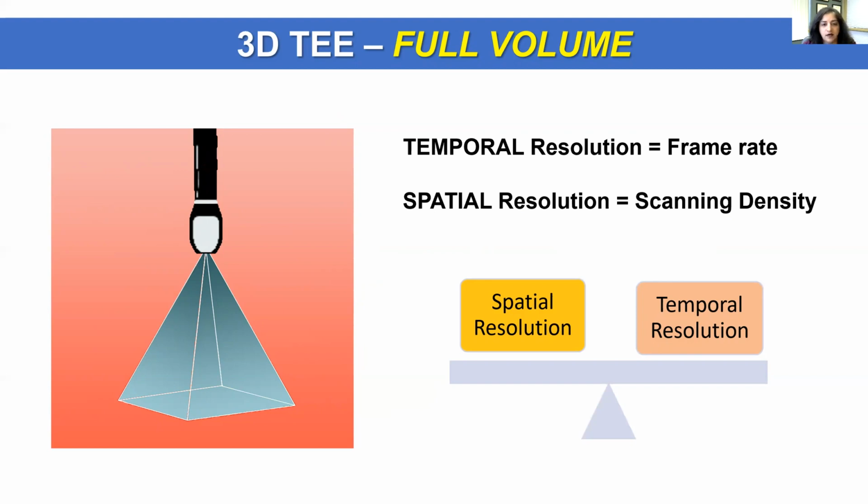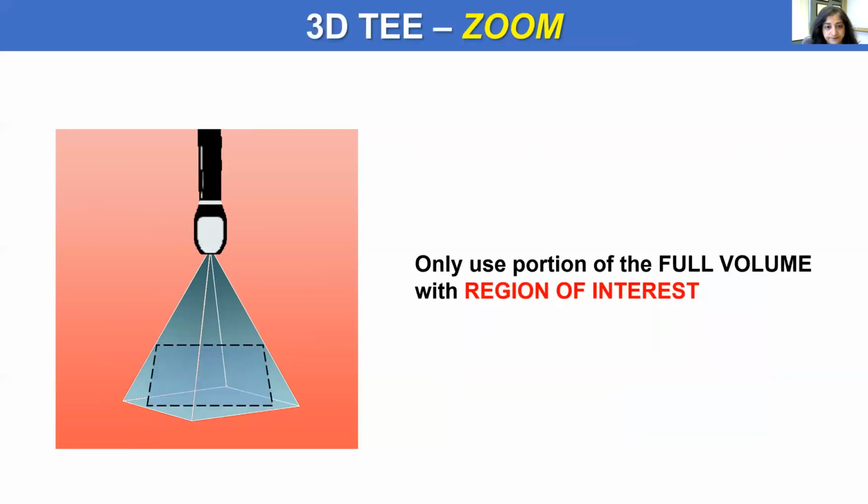3D TE is really a balance between the spatial resolution, or the scanning density, and the amount of time it takes for a machine to process all of these lines, which is the temporal resolution. As you increase the spatial resolution, you tend to decrease the temporal resolution. Modern day machines have really improved upon this, but still in 2021, we're playing with these two as we try to understand a structure in 3D. So the key is 3D TE zoom, where you only use a portion of the full volume that has your region of interest.